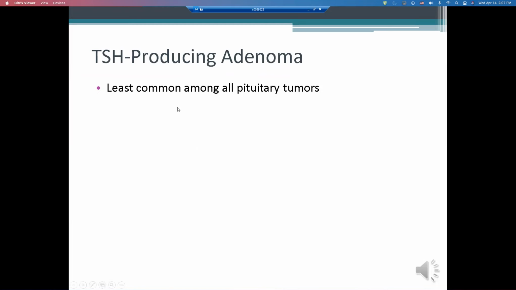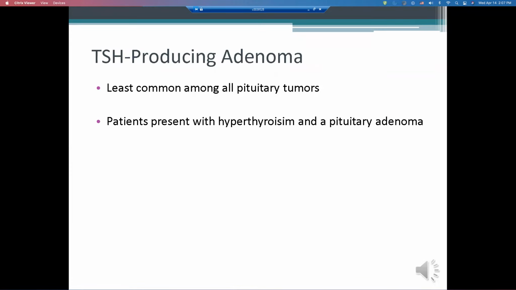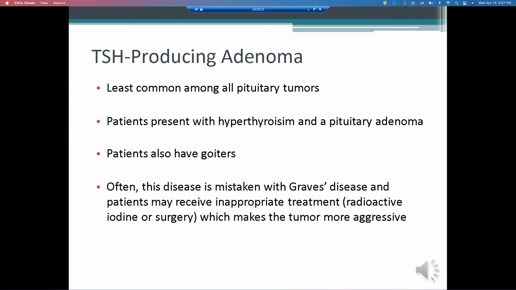TSH-producing adenoma is the least common of all secretory pituitary tumors. Essentially, you have a patient with hyperthyroidism, elevated TSH, and elevated free T4. The patient presents with the regular symptoms and signs of hyperthyroidism that you will be aware of in the next lectures. And they also have a goiter because of the stimulation from the pituitary by TSH. It's often mistaken for Graves' disease. Yani this disease can sometimes be mistaken for Graves' disease, which also gives similar pictures except for the eye symptoms.